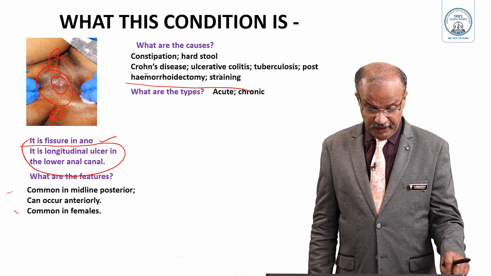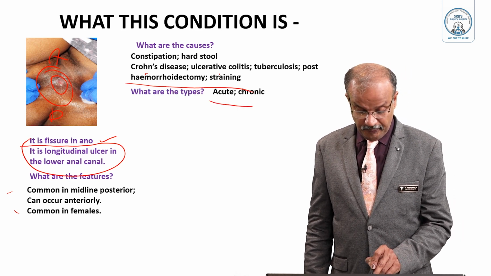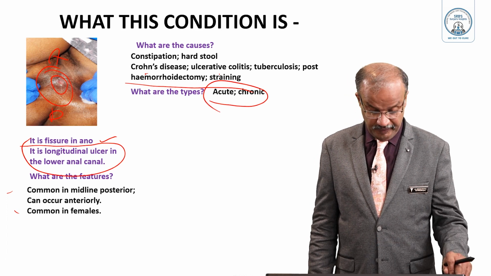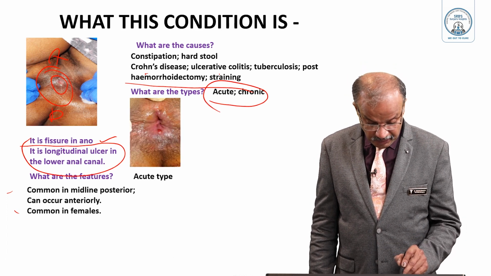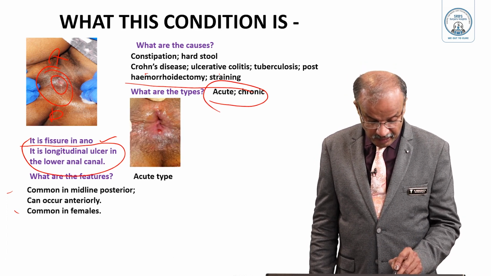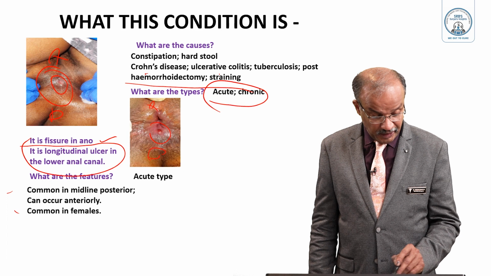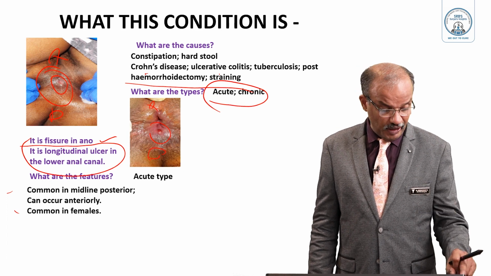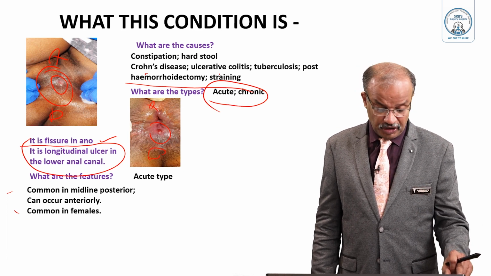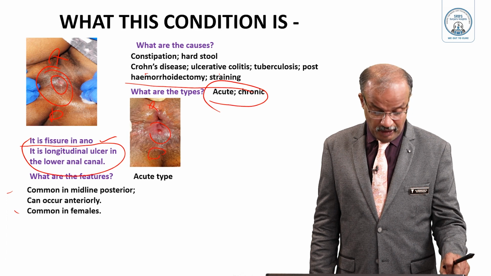What are the types? Acute and chronic, these are the types. So this is the acute type, see that? Redness, all around edema is there, superficial. This is the acute type, posterior, this is the anterior, this is the posterior part. It's an acute type. There is severe excruciating pain. You can't do proctoscopy in this patient. Even per rectal exam is difficult, very, very painful, very sensitive.